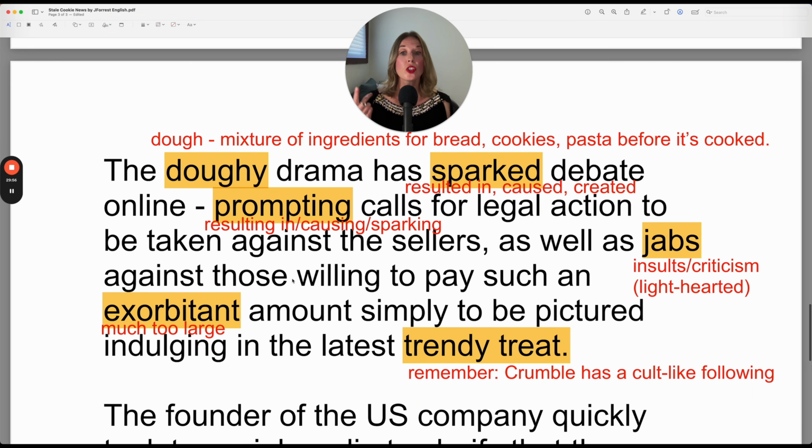So as well as jabs against those willing to pay such an exorbitant amount. Exorbitant means much too large. So it doesn't just mean a high amount. It means too high, too large. So excessive. So if you take jabs at those people, you insult them for paying that much money for a cookie, but you're not trying to be mean. You're just trying to make a joke or be lighthearted.